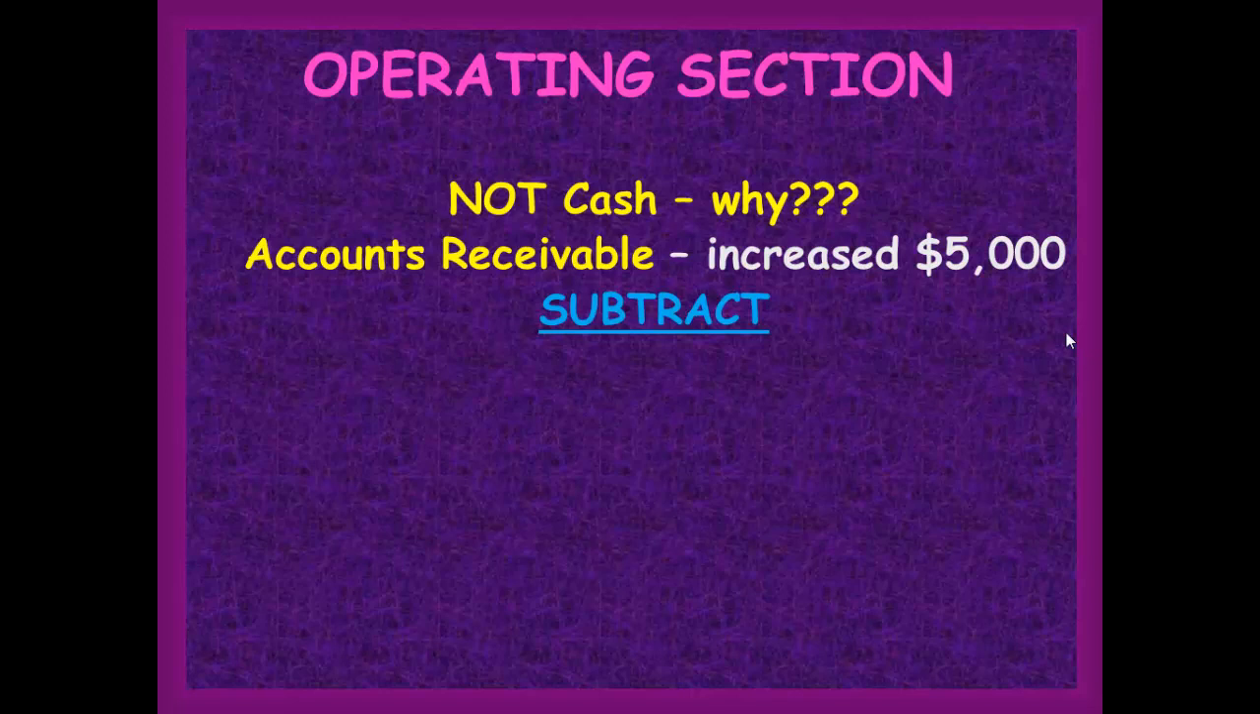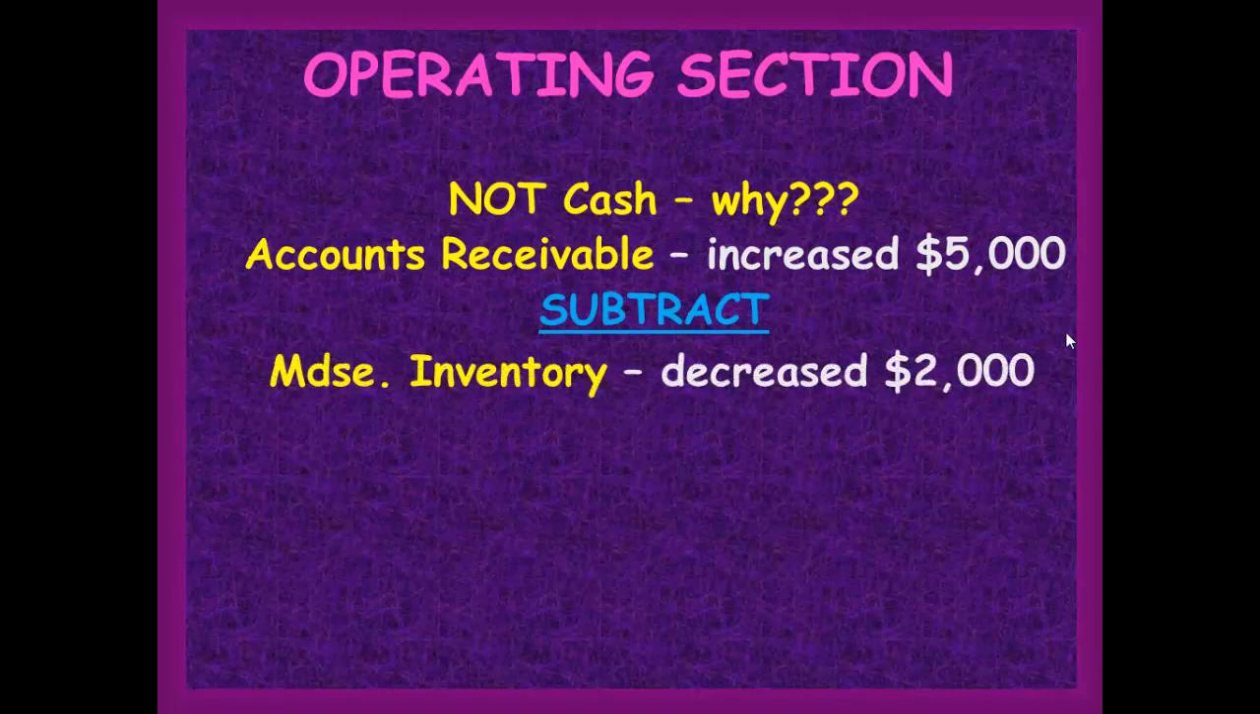What's the next current asset that we had back on our sheet with all the accounts? Merchandise inventory. Merchandise inventory went down by $2,000, didn't it? Merchandise inventory is a current asset. It went down. Current asset decrease. What do we do with the decrease in the current asset? We are going to add it. The logic behind that: if merchandise inventory went down, we must have done what? Must have sold it. Exactly. When I sell it, cash comes in, and I'm going to add it.